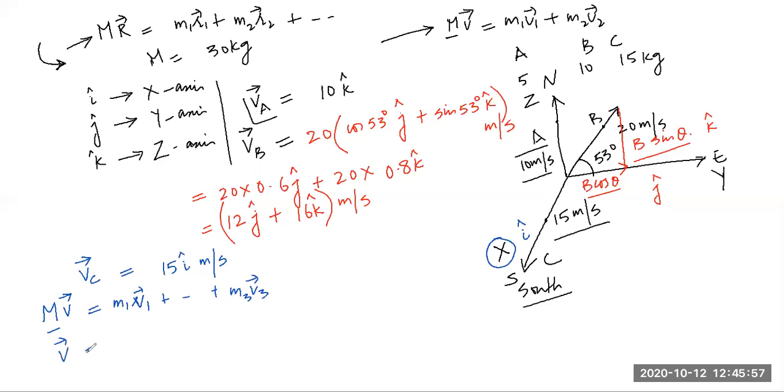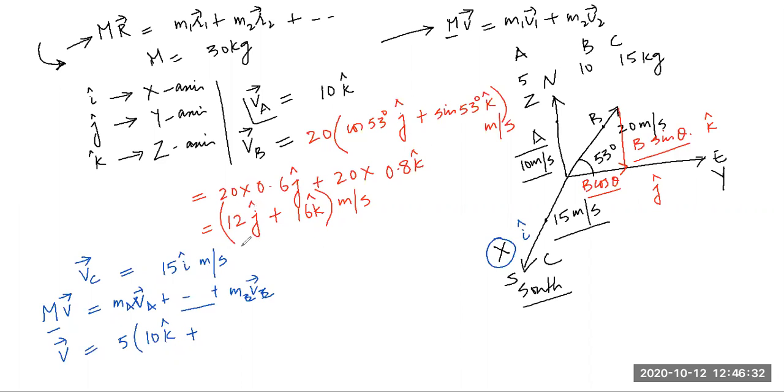So the V vector would be equal to, tell me, come on, students, what is M1? M1 is 5, right? 5 into what is V1? V1 is VA. This is MAVA. You can write like this: MAVA, MBVB, and MCVC. Right? 1, 2, 3. So come on, tell me what is VA? VA is 10K cap.